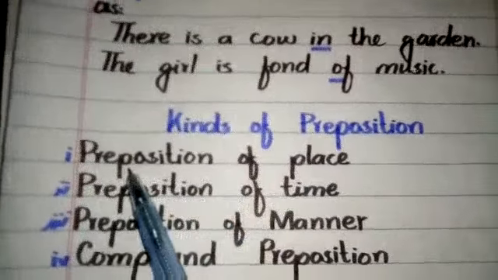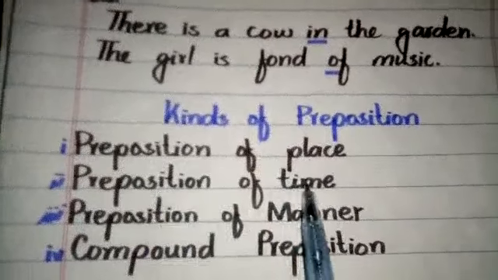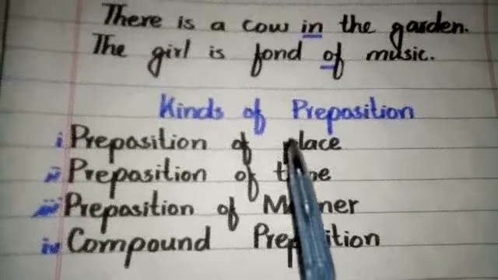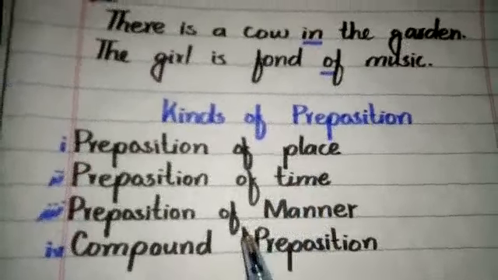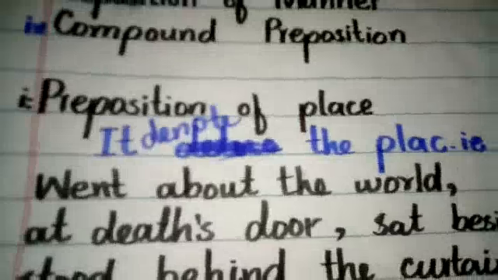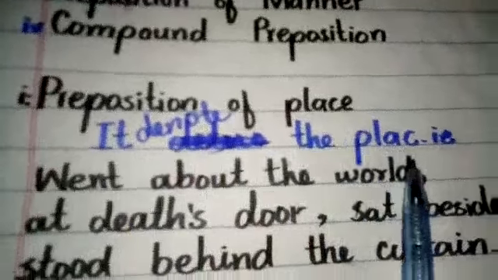Now we will discuss kinds of preposition. The first kind is preposition of place, preposition of time, preposition of manner, and compound preposition. First of all, we will discuss preposition of place. It denotes the place.